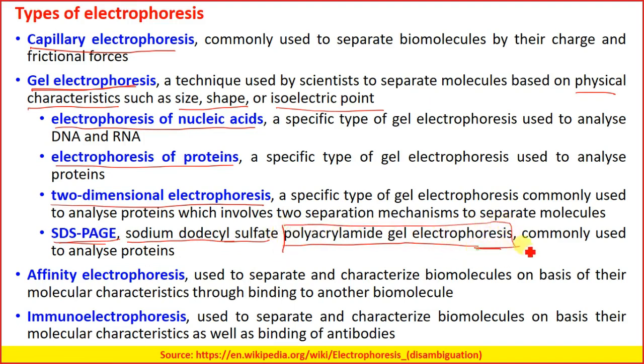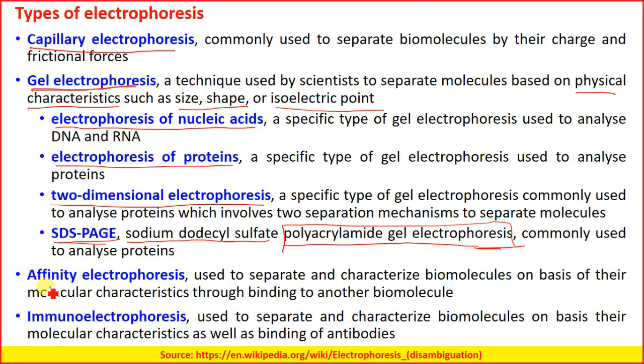So there are two types of PAGE. One is normal PAGE, polyacrylamide gel electrophoresis, and there is another, SDS-PAGE, where we have sodium dodecyl sulfate, which is used to denature the protein so that the secondary structure is broken down and we get a linear chain protein. That helps us understand the linear polymer chain length of the proteins, or you can say the linear molecular weight of the protein.